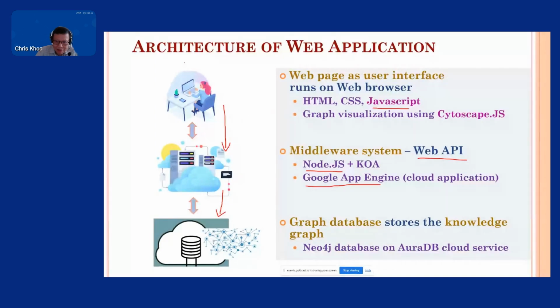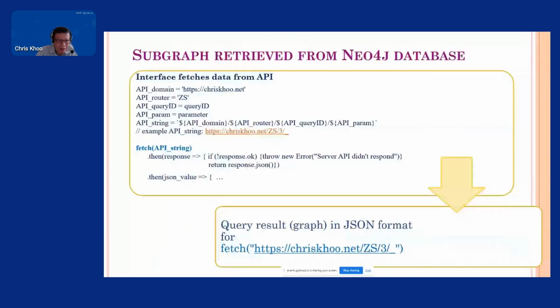Starting with JavaScript, sending a fetch command to the web API. The interface fetches data from the API. So there's a fetch command and then the API string. The API string is just the URL of my API. I'm using chrisku.net as the URL of my API. And you can see here there's ZS, which is Zubir Said. This is called the router, or you can think of it as the endpoint. And then there are a set of parameters.